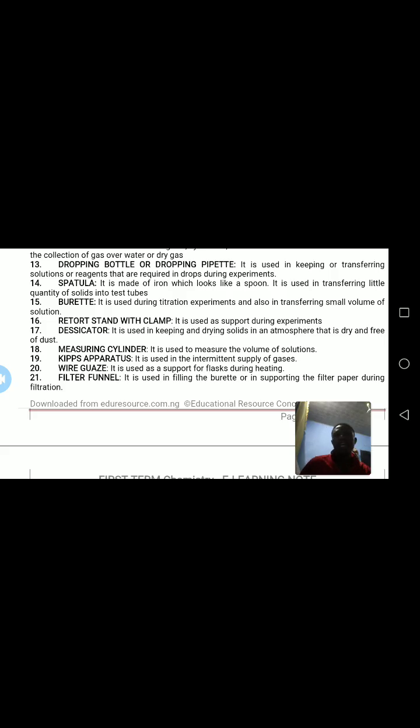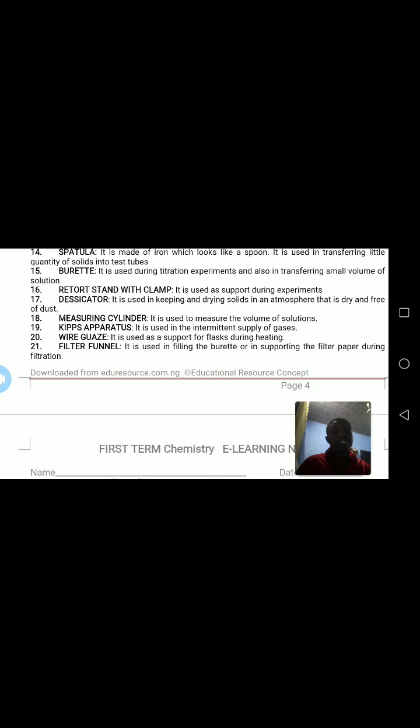Desiccator is used in keeping and drying solids in an atmosphere that is dry and free of dust. And the next one, number 18 here, is measuring cylinder. Measuring cylinder is used to measure the volume of solutions.